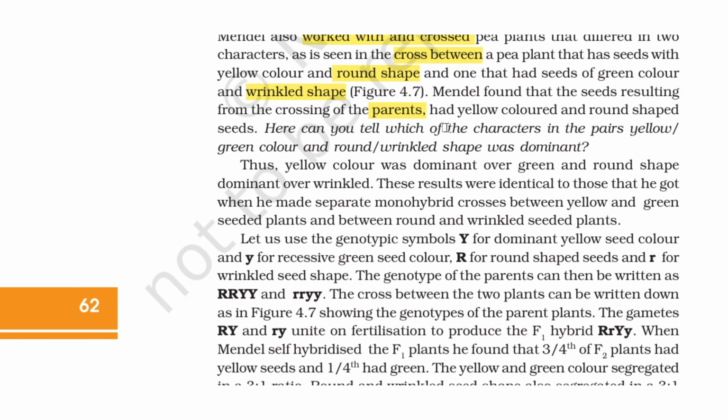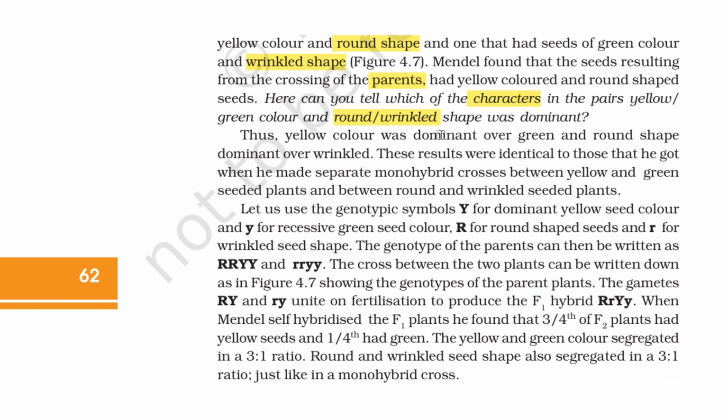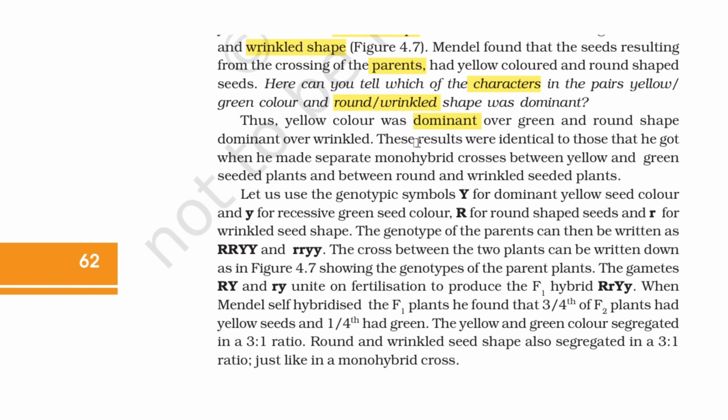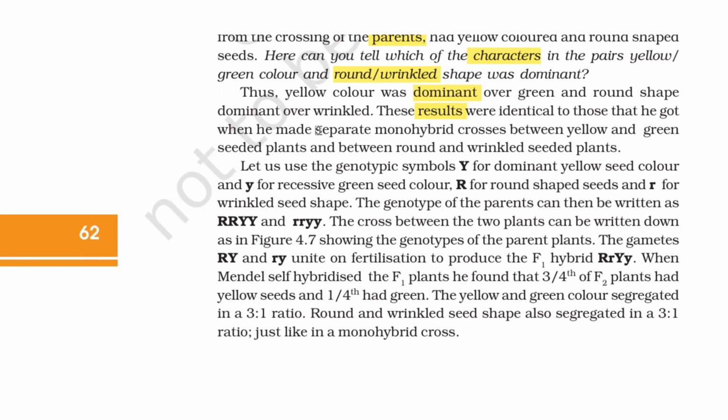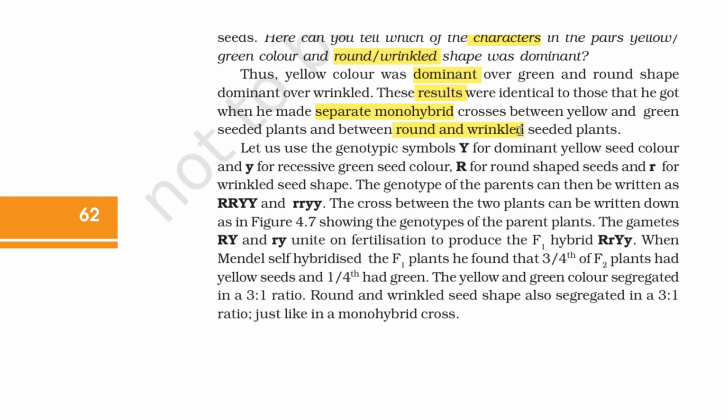Here, can you tell which of the characters in the pairs, yellow/green color and round/wrinkled shape, was dominant? Thus, yellow color was dominant over green and round shape dominant over wrinkled. These results were identical to those that he got when he made separate monohybrid crosses between yellow and green seeded plants and between round and wrinkled seeded plants.